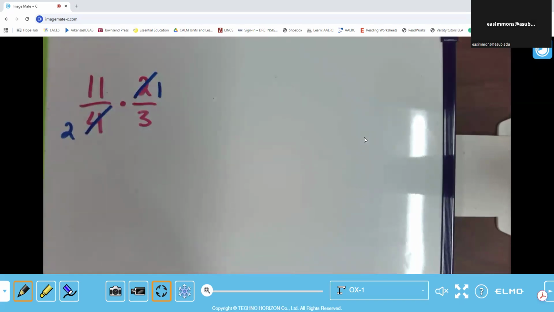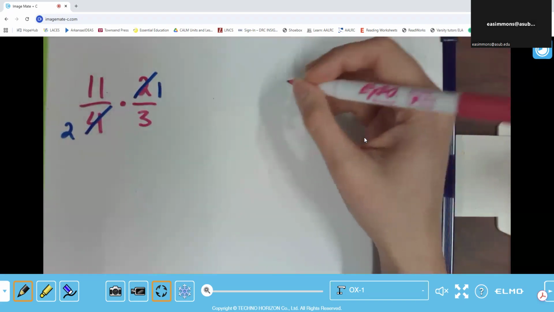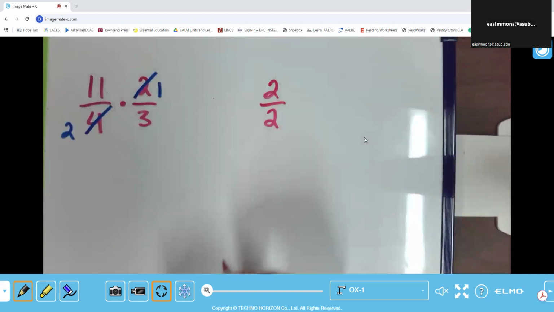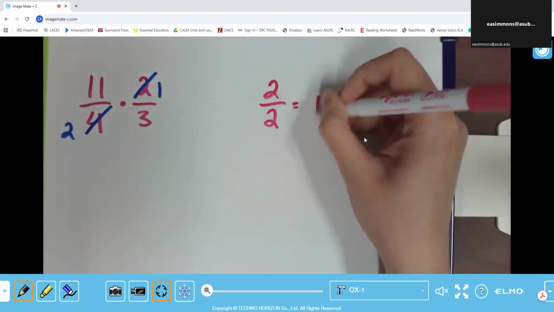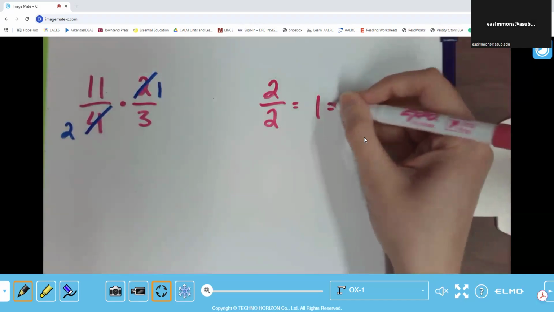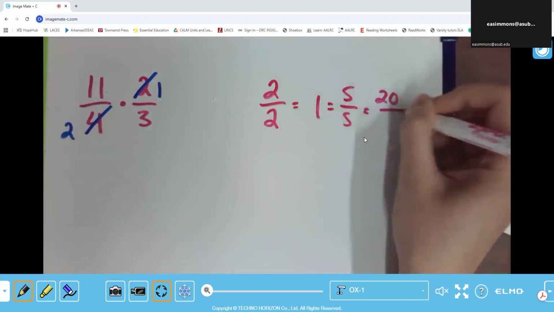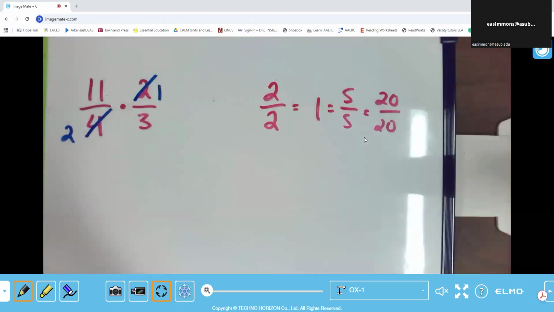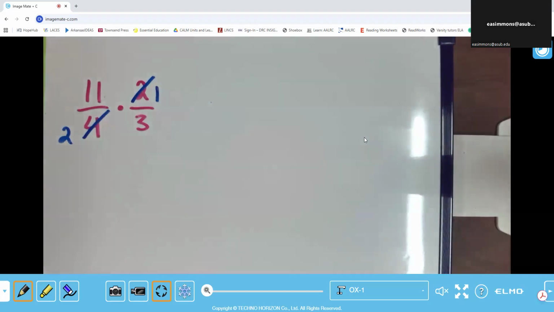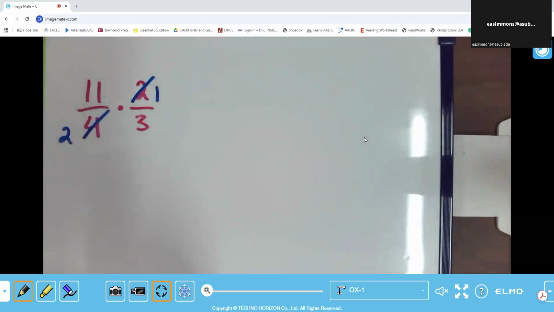And this works because with fractions, any number over itself, like 2 over 2, is equal to 1. Any number over itself is equal to 1. So 2 over 2 is 1, 5 over 5 is 1, 20 over 20, and so on. So what we're kind of doing here is pulling 1 out of the fractions.